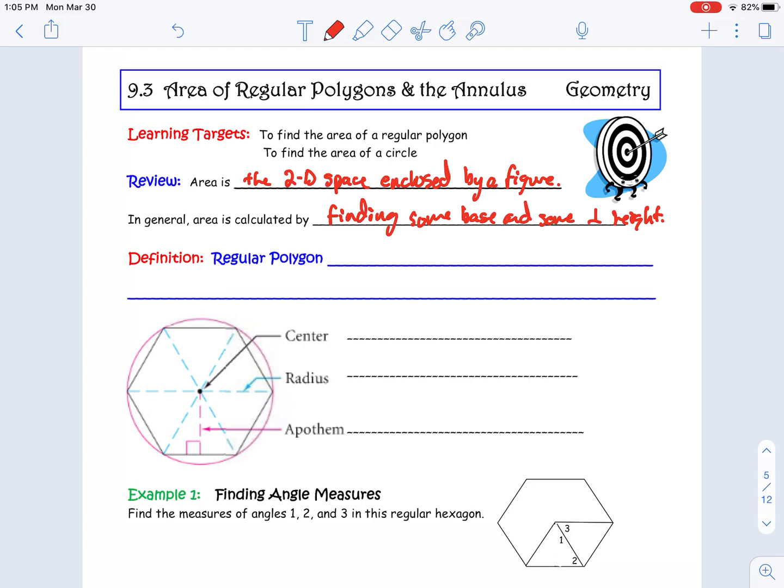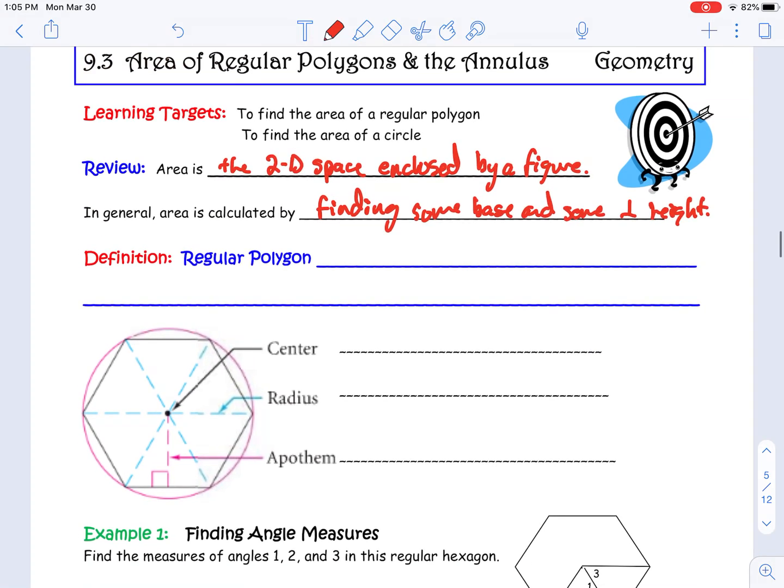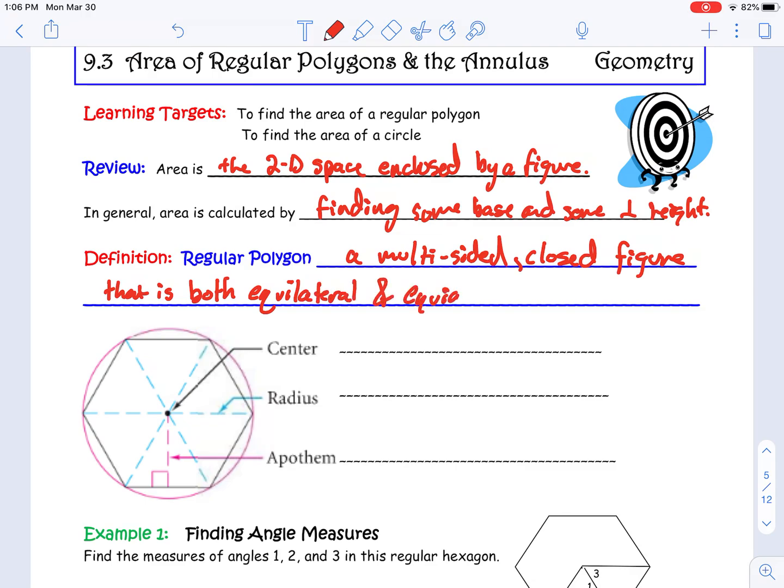Great. Now, we alluded to regular polygons, but a reminder of what those are, since it's been a while since we talked about polygons. Remember, a polygon is a multi-sided closed figure. And now we need to add in what it means to be regular. To be regular means that you're equilateral, all the sides the same, and you're equiangular.